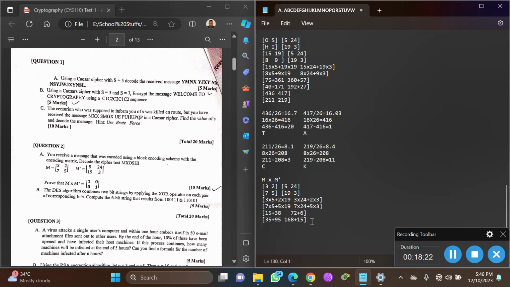Okay, so now we add 15 plus 38. So we have 53. Leave a space. Then we have 72 plus 6, which is 78. We close. Then we have 35 plus 95, which is 130. Space. Then we have 168 plus 15, which is 183.